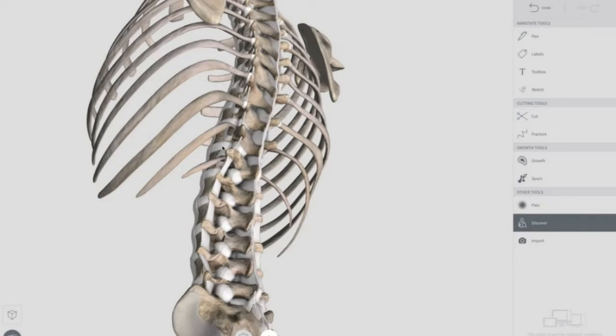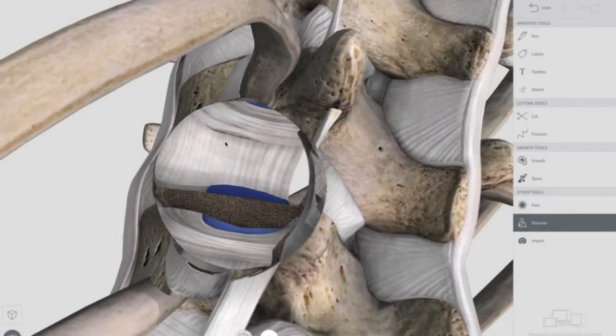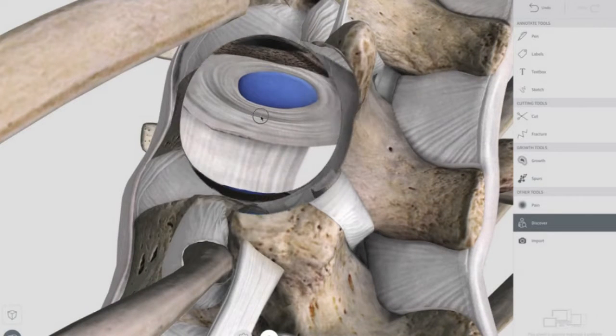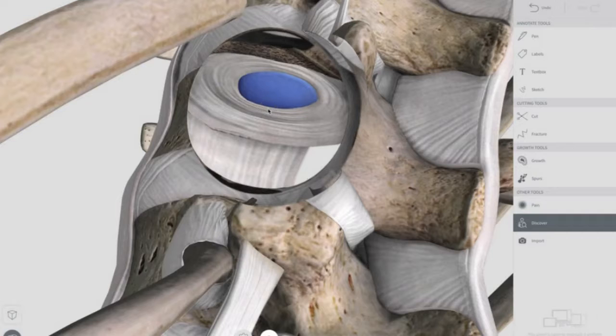When this occurs repeatedly and over long periods of time, it starts to affect your discs. Your discs sit in between each of the vertebrae and act as cushions and shock absorbers during everyday movement. Your discs are made up of pulpy gelatinous material. So let's look at how forward slouching affects the spine.